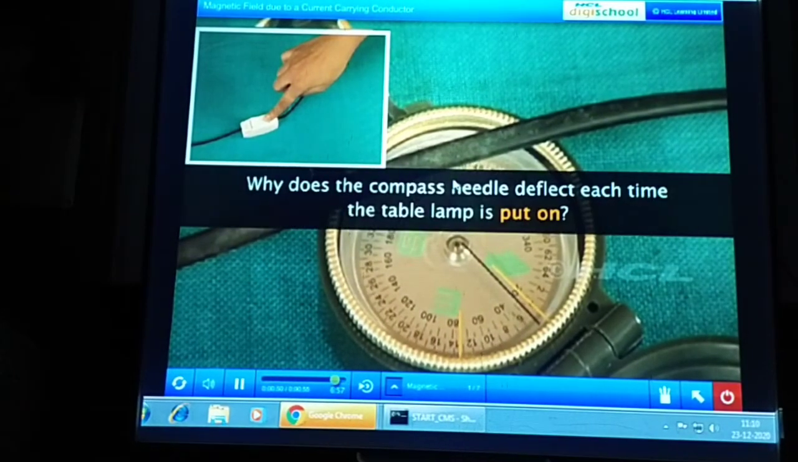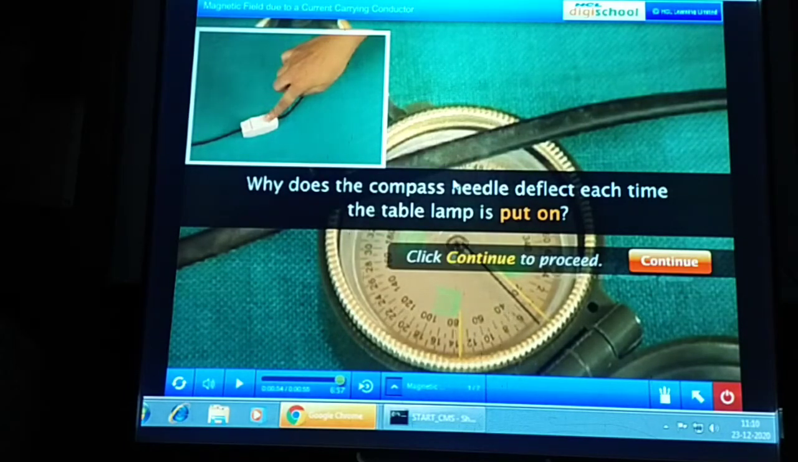Why do you think the compass needle deflects each time the table lamp is put on? कंपास नीडल में डिफ्लेक्शन क्यों होता है?